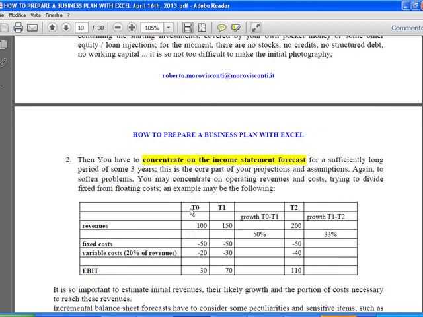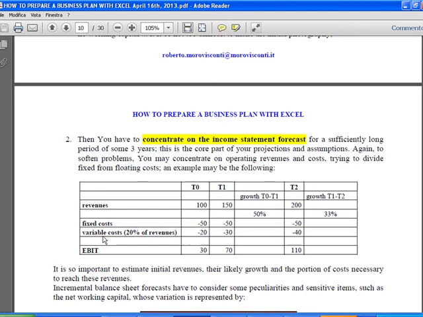Let's make an example. Here you find revenues, fixed cost, variable cost, and then earnings before interest and taxes, a sort of operating revenue, year T0. Then you have an increase of 50% of revenues from 100 to 150. Fixed costs are going to remain stable. Variable costs are going to increase by 50%, and the EBIT is going to more than double from 30 to 70. Then you have year T2 with consistently slower growth from 50% to 1/3, 33%, and then you have another projection. You can forecast the expected revenues and costs and calculate, combining it with the balance sheet, a proper cash flow statement. Again, consider what I told you before.